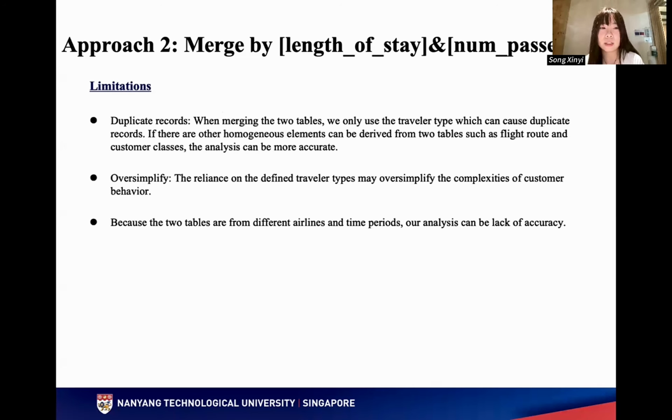This approach also has some limitations. For example, we can have some duplicated records because when merging these two tables, we only use the traveler type, which can cause duplicate records. If there are other homogeneous elements that can be derived from two tables, such as flight routes and some kind of customer classes, I think the analysis can be more accurate. Also, when we rely on the defined traveler types, this may oversimplify the complexity of customer behavior. And because the two tables are from two different airlines and time periods, our analysis can lack accuracy.